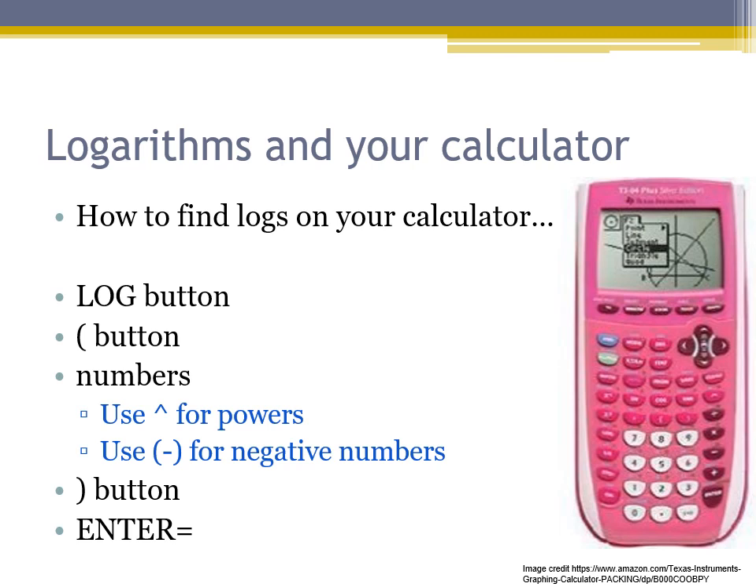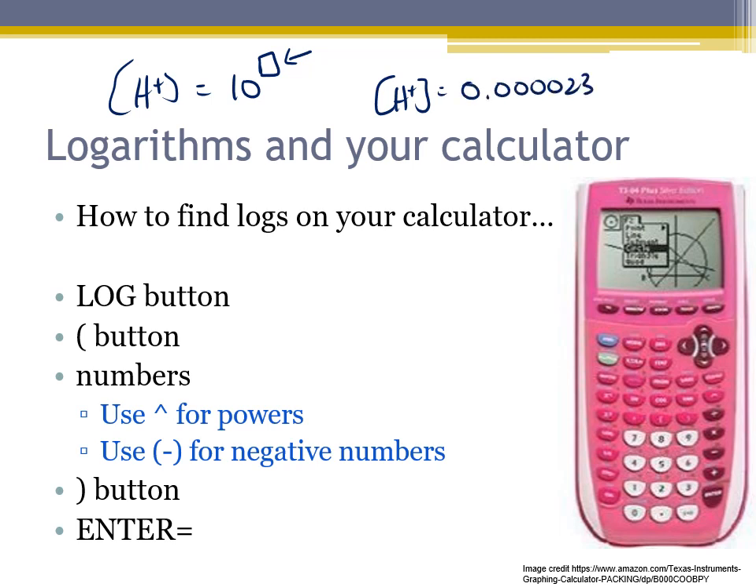Sometimes our hydrogen ion concentrations are given to us as 10 to some power. Then it's super easy to figure out what's the power on the 10. But sometimes our hydrogen ion concentrations are given to us in something like 0.00023. I don't know what that is equal to as 10 to some power. And so we need to use our calculators to find some of our logarithms. How are we going to do this?